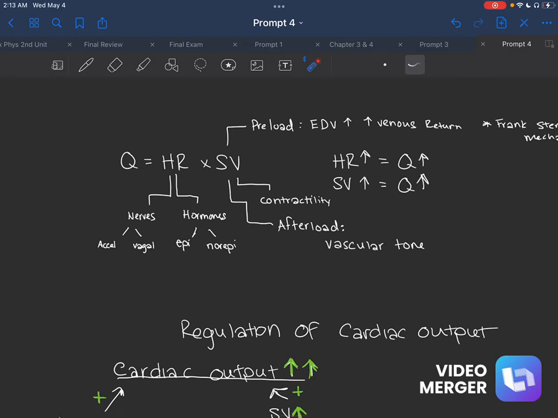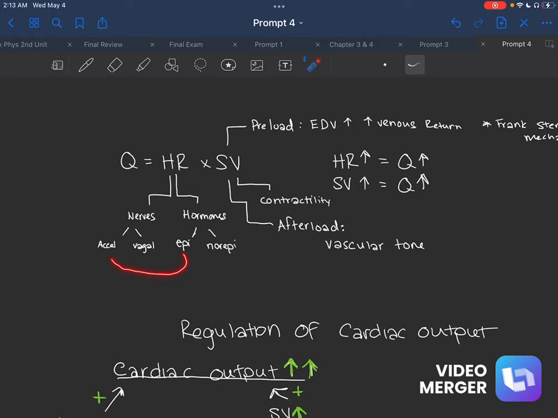For heart rate, you're going to see the nerves affect the heart rate, such as the accelerator nerve. The accelerator nerve works to increase heart rate. The vagal nerve works to decrease heart rate. And also, heart rate is going to be affected by hormones, such as epinephrine and norepinephrine.